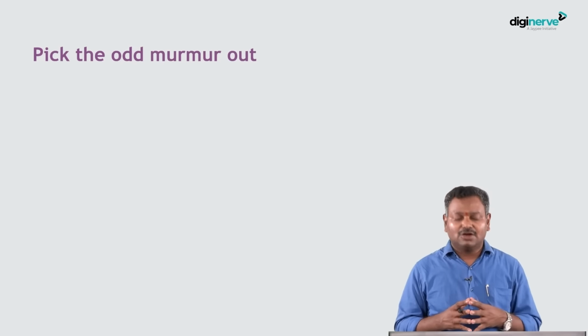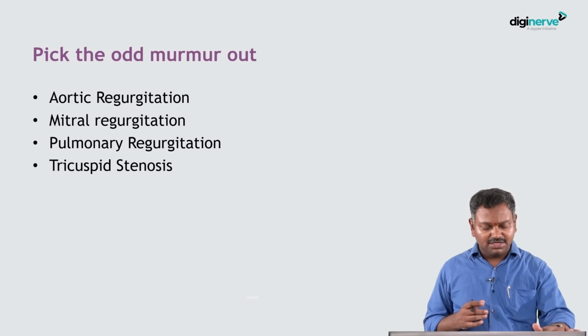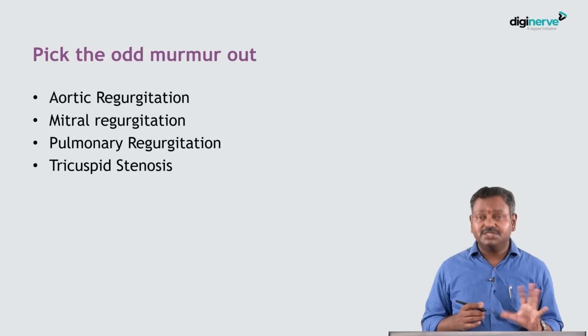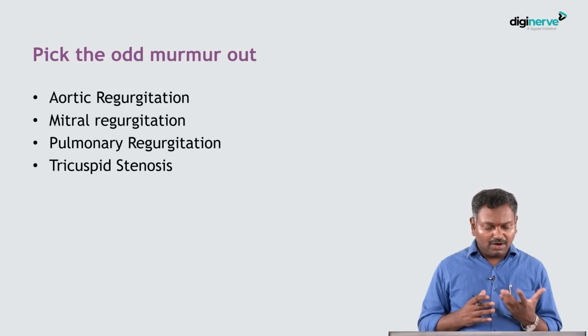The next MCQ you have here is: pick the odd murmur out. They have given you a combination of aortic regurgitation, mitral regurgitation, pulmonary regurgitation, tricuspid stenosis. Now they have asked you to pick the wrong one. Now how do we pick it out?